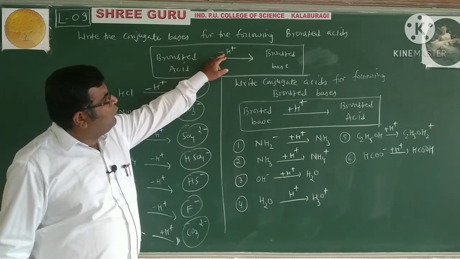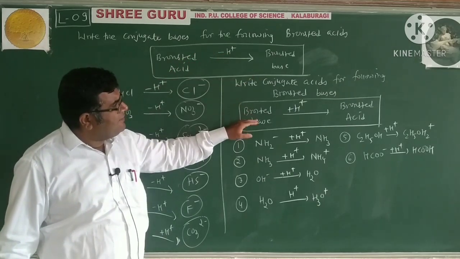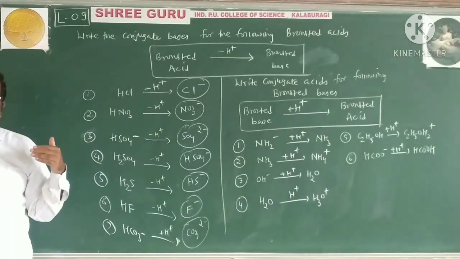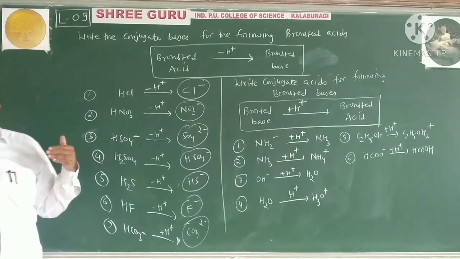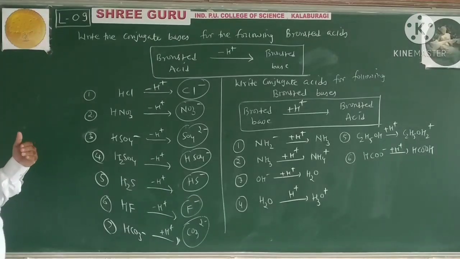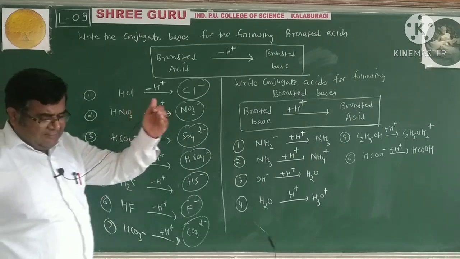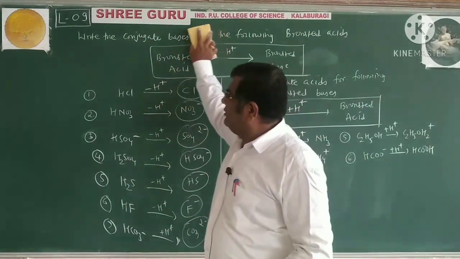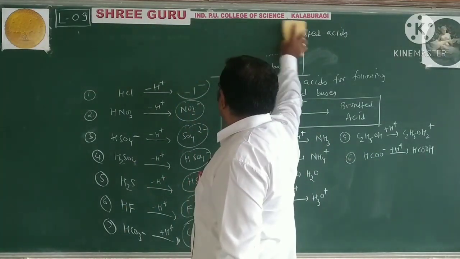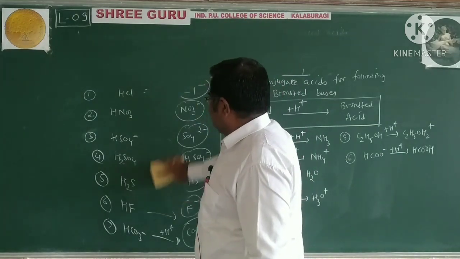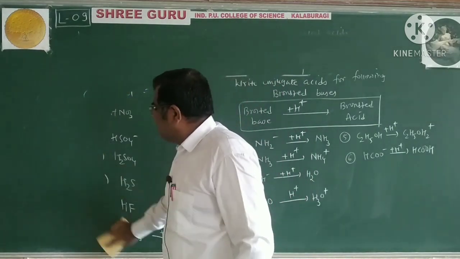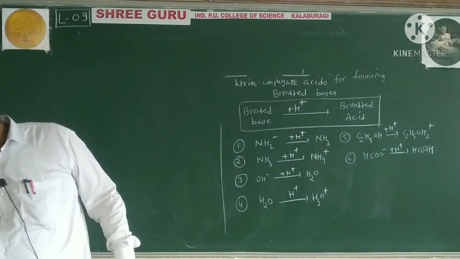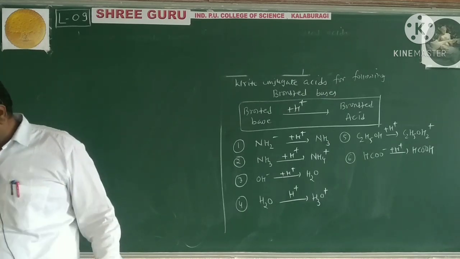Acid, remove proton, base. Base, add proton, acid. Because there is only a difference of a proton between acid and base. Now there are some substances we call amphoteric substances. Just like a frog is an amphibian animal, meaning it can live on land as well as water, here we have amphoteric substances. Amphoteric means which can act as acid as well as base.